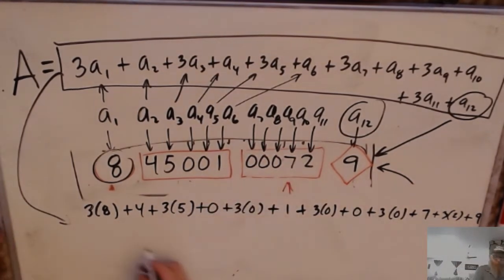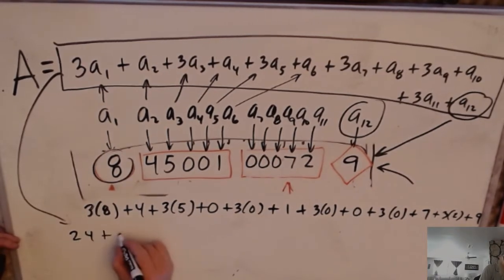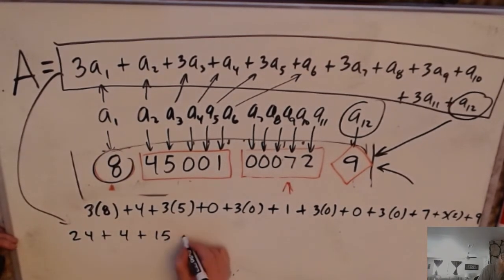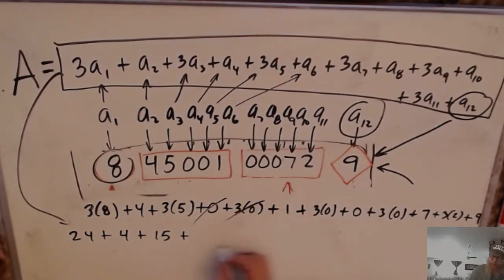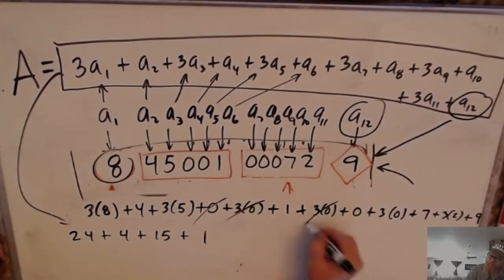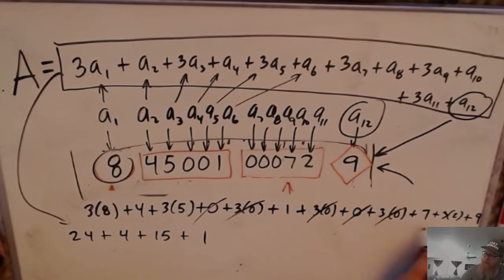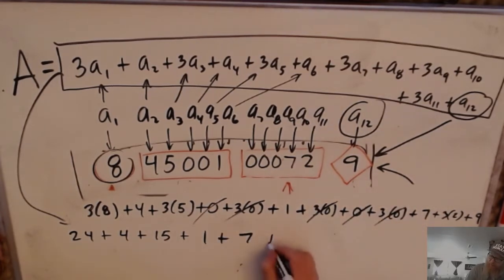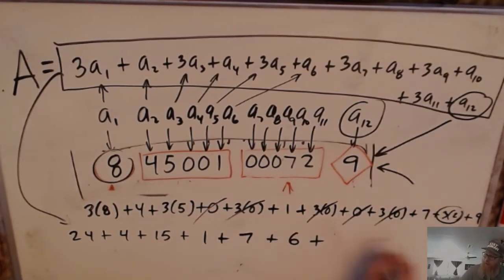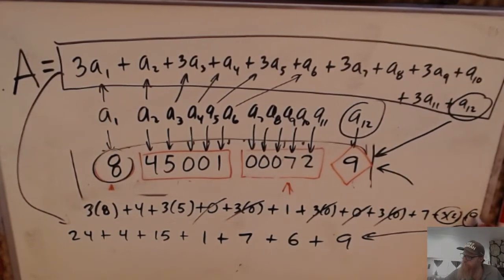I know I'm getting kind of squirrely over there. Let's try it over here. 24 plus 4 plus 15 plus nothing. You can skip it. Plus nothing, skip it. Plus 1 plus nothing, nothing, nothing. Plus 7 plus 6 plus, and there's that 9 you can barely see. I'll bring it over there so you can see it. That's a 9. All right. This should be equal or congruent to 0 mod 10.